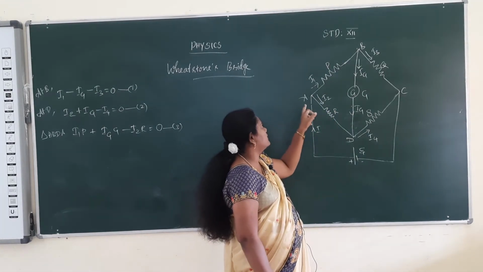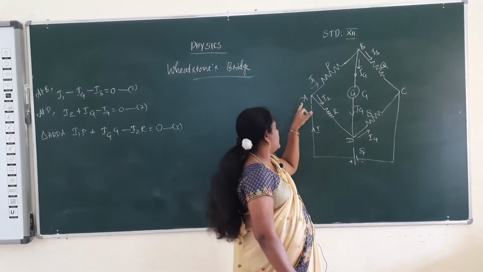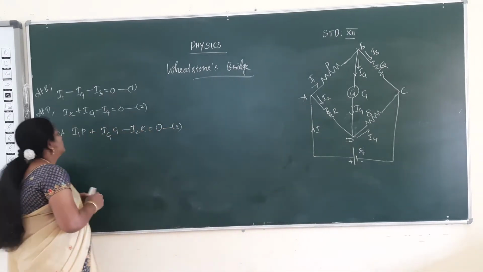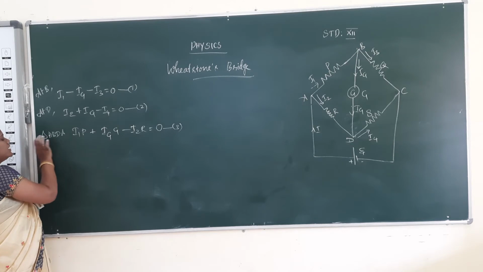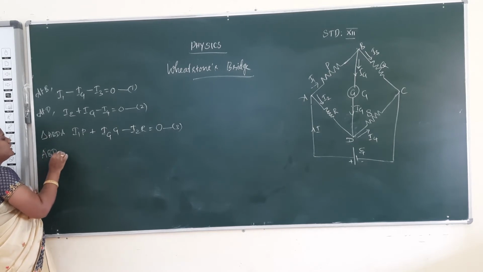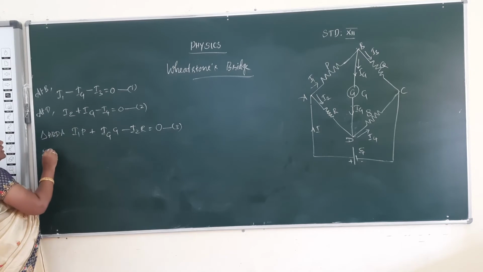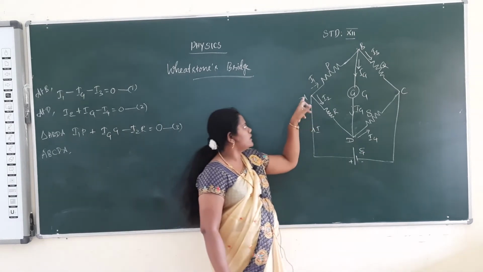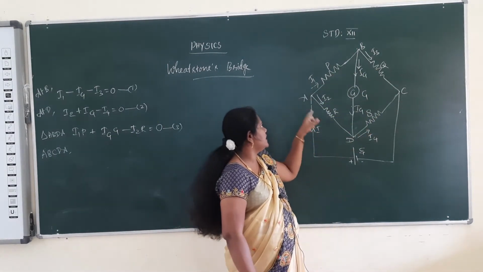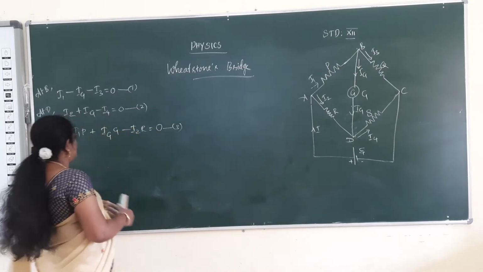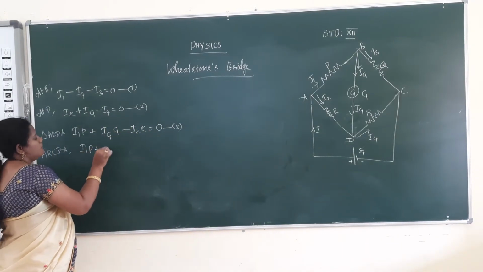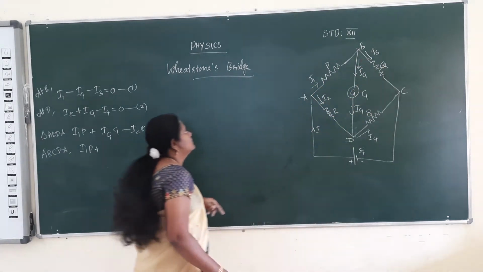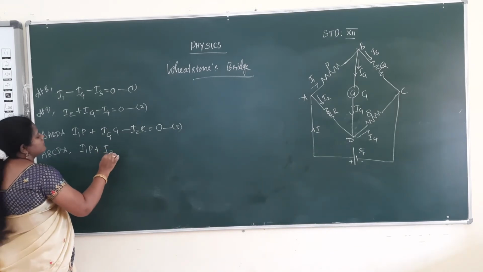Now we take the triangle A, not a triangle, one square ABCDA. Taking the full square, full circuit ABCDA. Now we write I1B plus I1B I3Q. Okay, I1B I3Q.